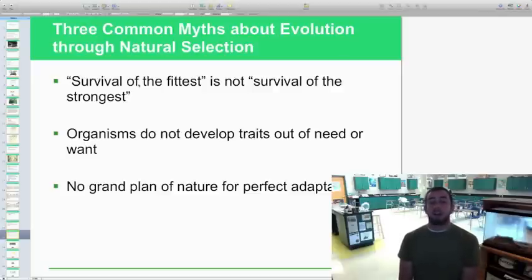Number two is that organisms do not develop traits out of need or want. It's mutation. It's random. It's not like, oh, I would like to have gills because the world's going to flood, and now I'll be better adapted. It has to come prior to, and really by sheer accident. Number three, there's no grand plan for nature or a perfect adaptation. So really, there's no perfect design of an organism. There's no organism that's going to outlast everything. Even the cockroach seems like it has outlasted everything for a long time. But there is no perfect adaptation because the environment is always changing in totally different ways all the time. So there is no real perfect one.